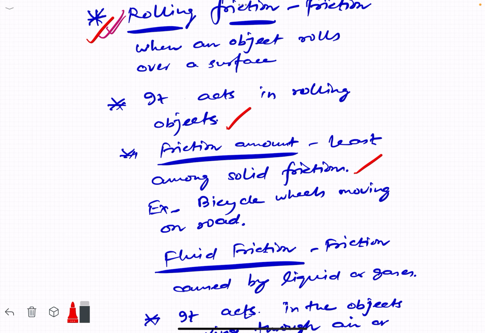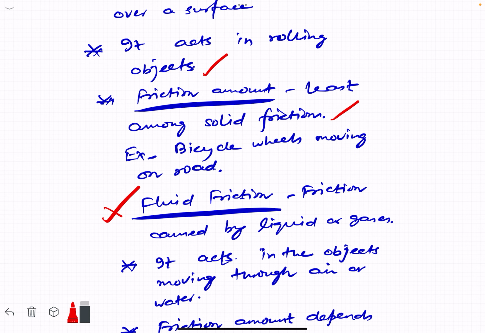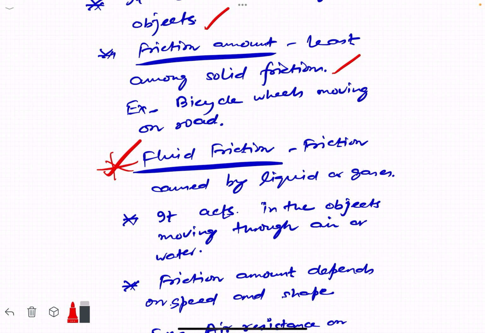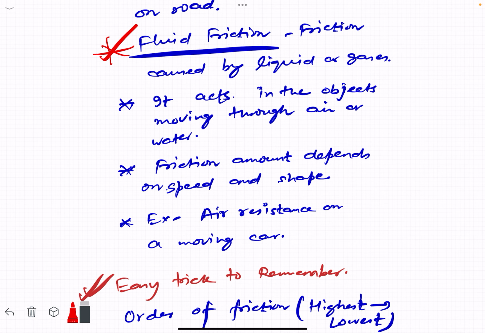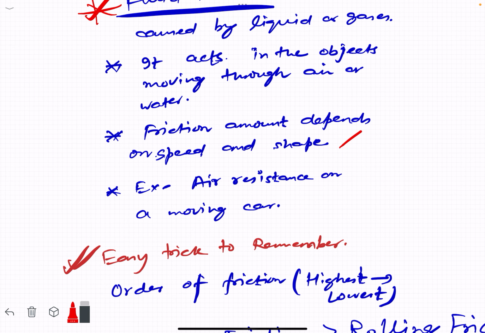Example, bicycle wheels moving on the road. Fluid friction. Fluid friction is friction caused by liquids or gases. It acts on objects moving through air or water. Friction amount depends on speed and shape. Example, air resistance on a moving car.